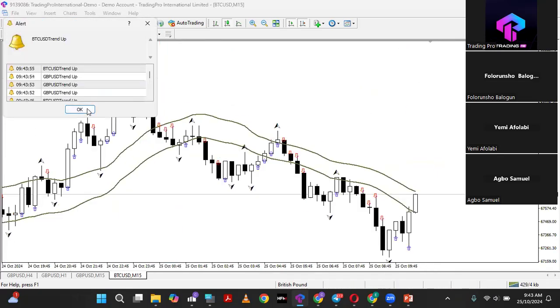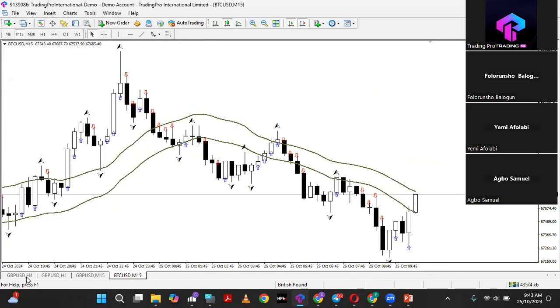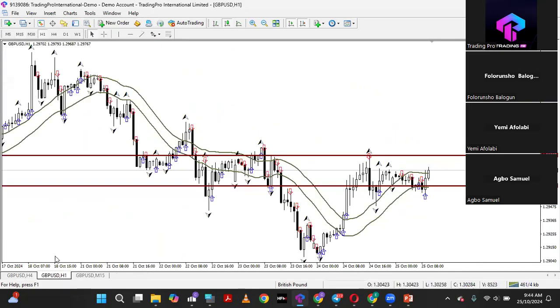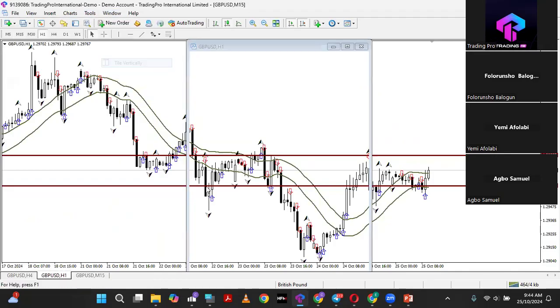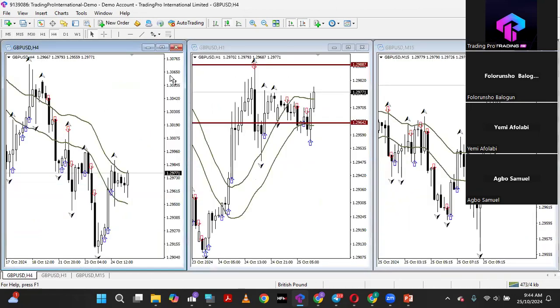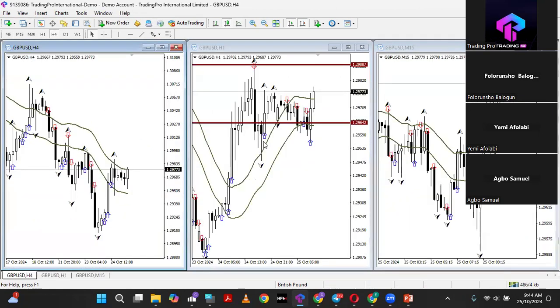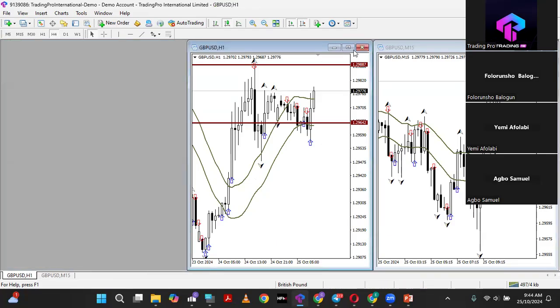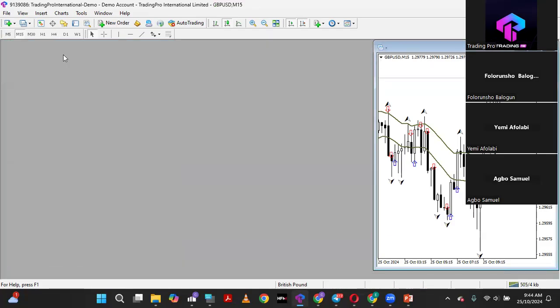So first and foremost, like I explained yesterday, you go to tools, you go to Windows, you tile it vertically. You need to have 3 time frames open. So let me start all over again, for those who didn't catch it.